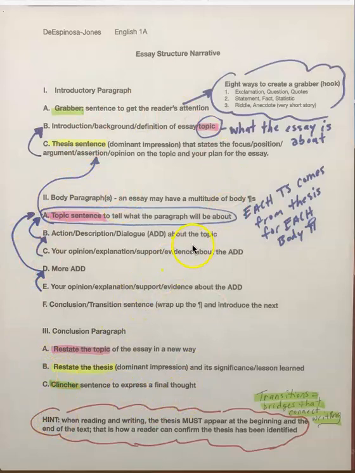So let's go into body paragraph. Now that we have our intro, we're going to talk about what goes into a body paragraph. You have what's called your topic sentence, and that tells what that whole paragraph is about. So your topic up here tells what the whole essay is about. Your topic sentence tells what the whole paragraph is about.